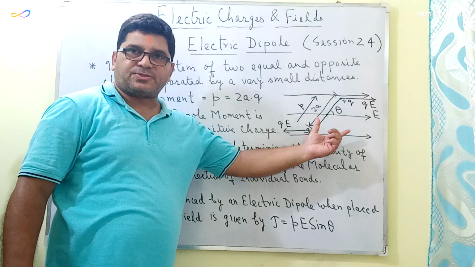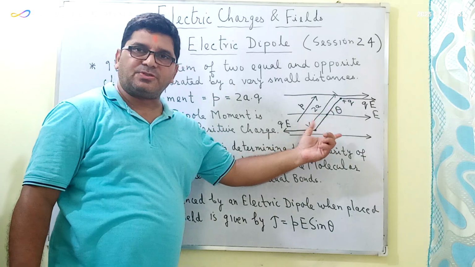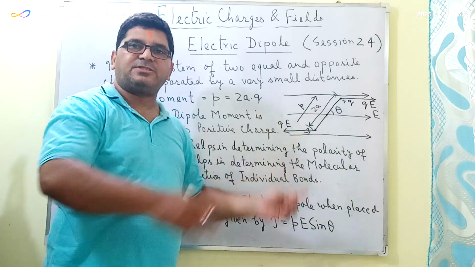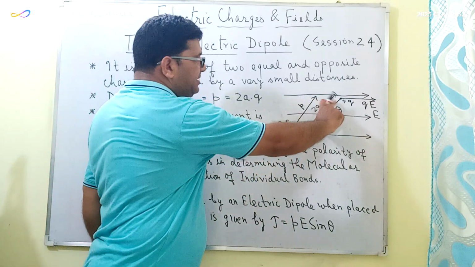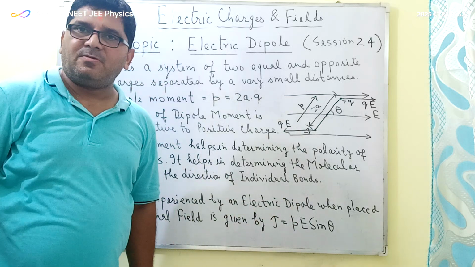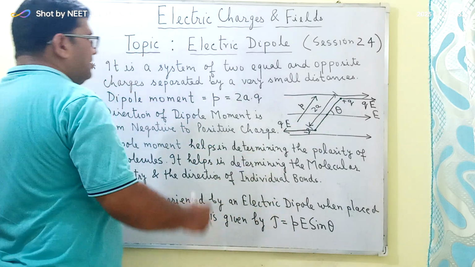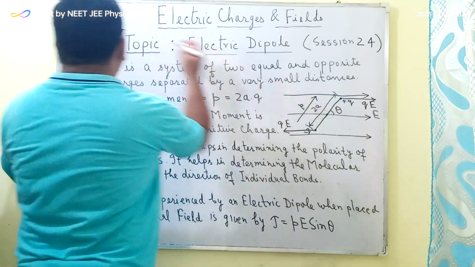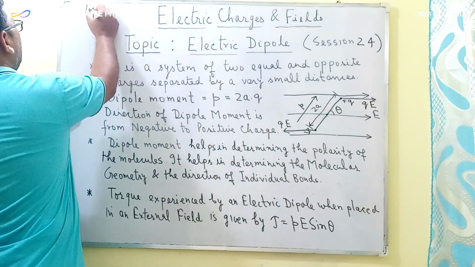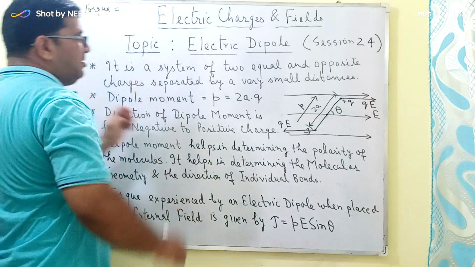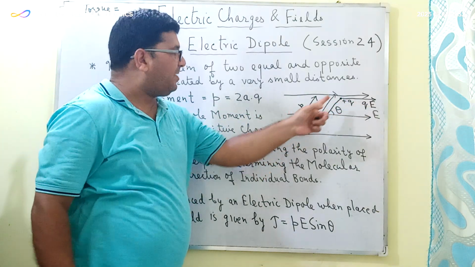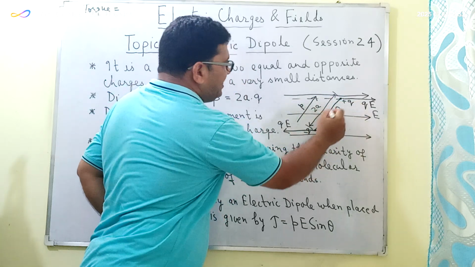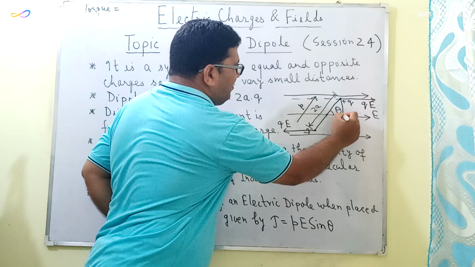So the net force on this dipole is equal to 0, but because of these two forces which are acting in the opposite direction, it creates a turning effect, and it tries to align this dipole along the direction of the electric field. So if we want to measure the torque, then what we will do? Now what is torque? Torque is equal to the magnitude of the force multiplied by the distance between the line of action of force and the point of rotation. So this is the distance which we have to measure.